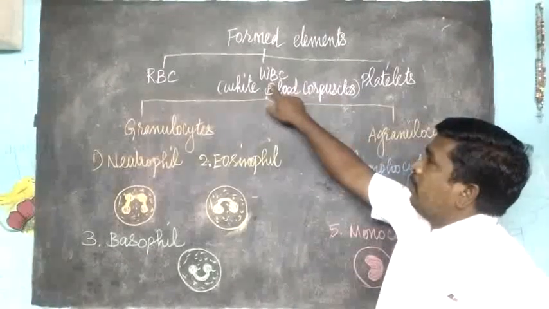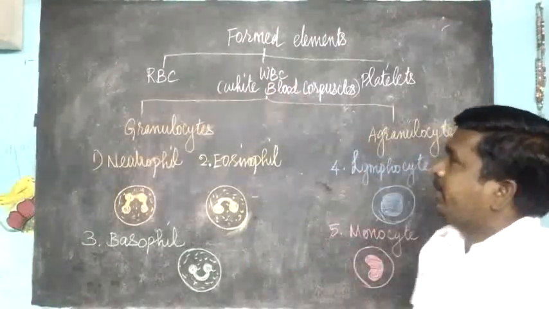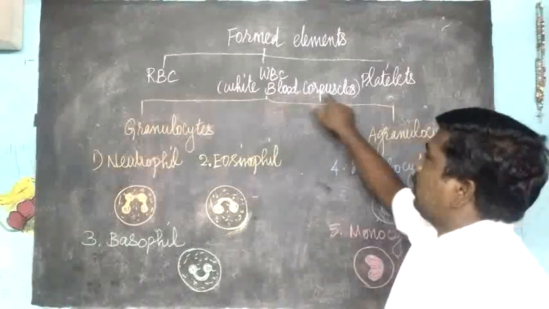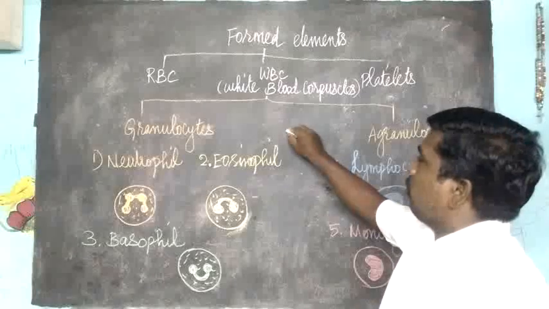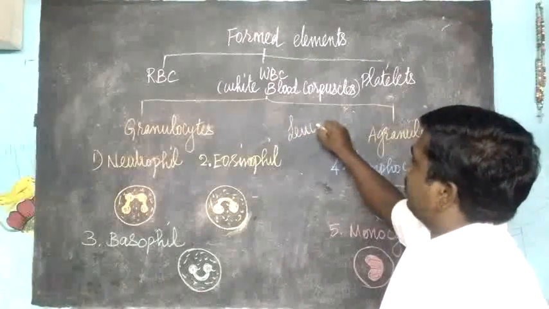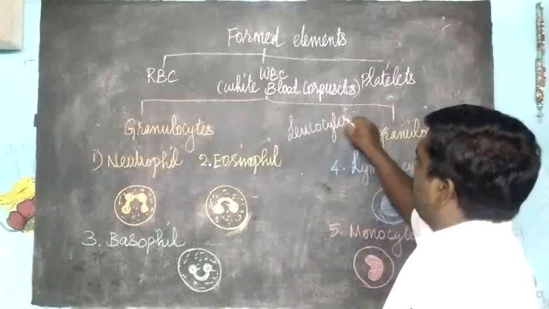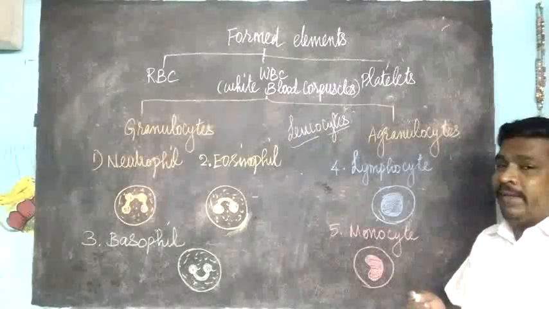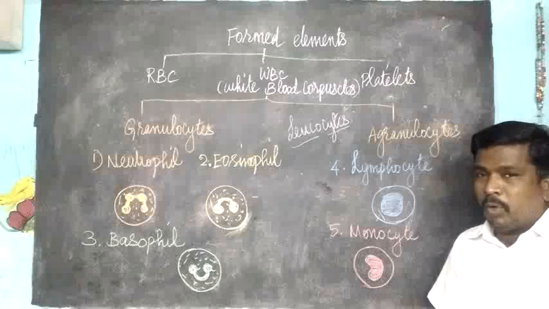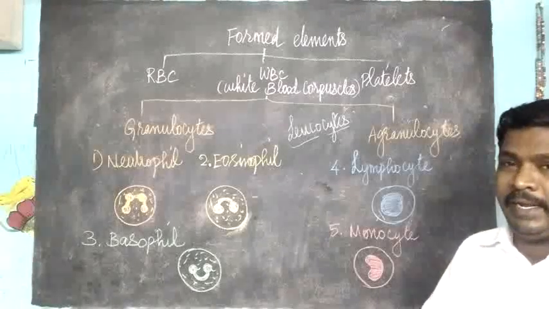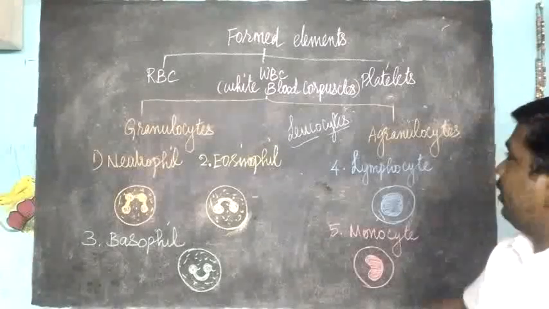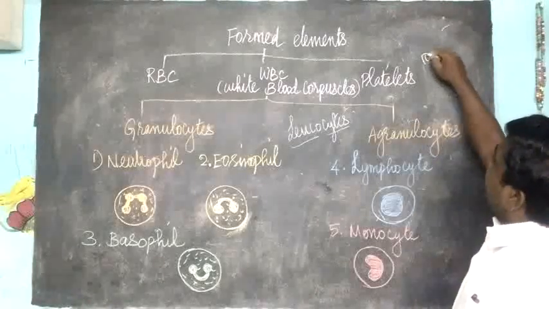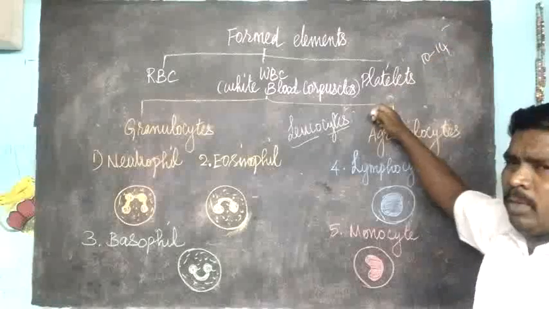Okay, in the formula elements, the second one is WBC. WBC is nothing but white blood corpuscles. It is also called leukocytes. Leuko means white, cytes means cells. These WBC cells originate in bone marrow and are destroyed in the liver. The lifespan of a WBC cell is 10 to 14 days, maximum 2 weeks.